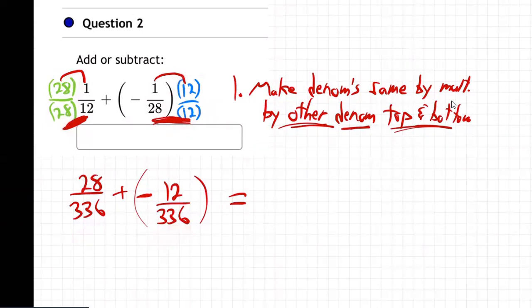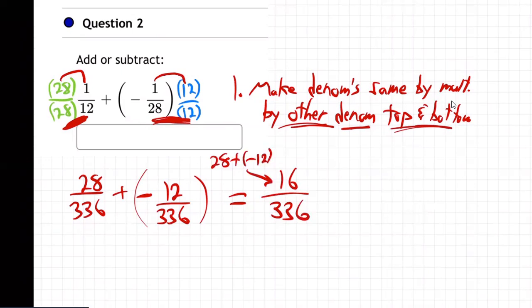Now we can go 28 plus negative 12. What's that? Well, it's subtraction. It leaves 16 over 336. That's what I just did there. I did 28 plus negative 12, which became 16. 28 minus 12, effectively. Okay, and now we need to reduce that fraction.